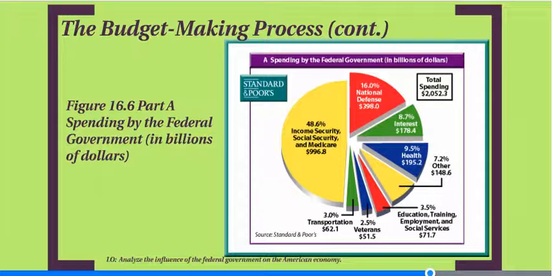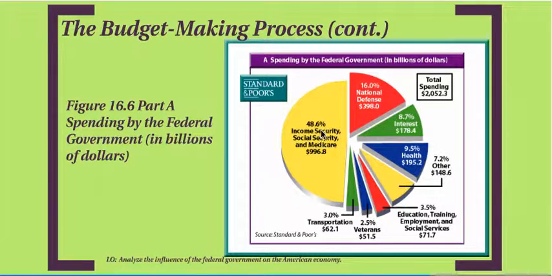Figure 16.6, Part A, spending by the federal government in billions of dollars. So you can see at the federal level, 48.6% is taken by income security, Social Security, and Medicare. National defense is 16%, 8.7% is interest, health, 9.5%, other 7.2%, education, training, employment, and social services 3.5%, veterans 2.5%, and transportation 3%.